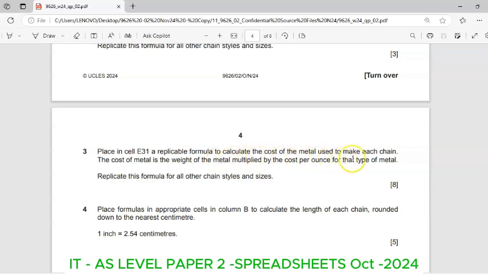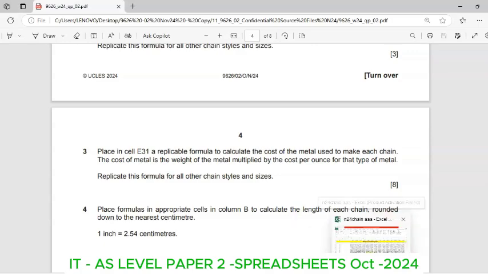Moving on, the next question says, place in E31 a replicable formula to calculate the cost of the metal used to make each chain. The cost of metal is the weight of the metal multiplied by the cost per ounce for that type of metal. Replicate this formula for all other chain styles and sizes.